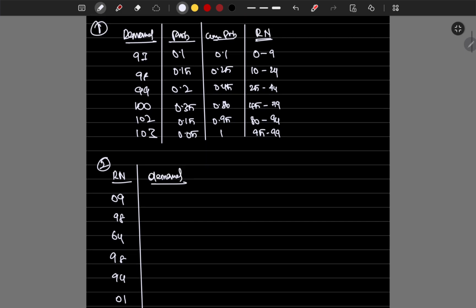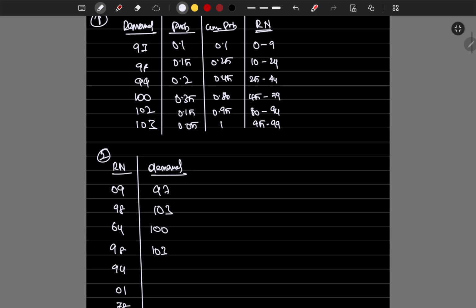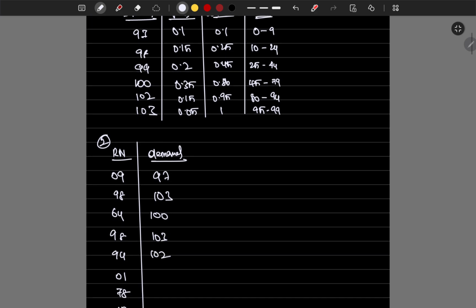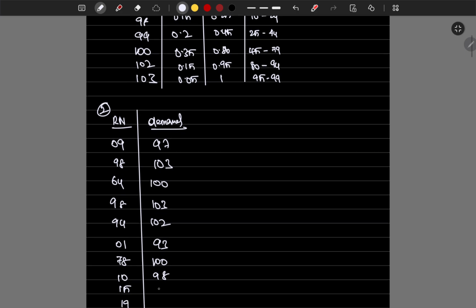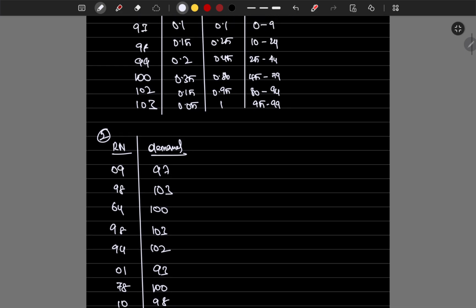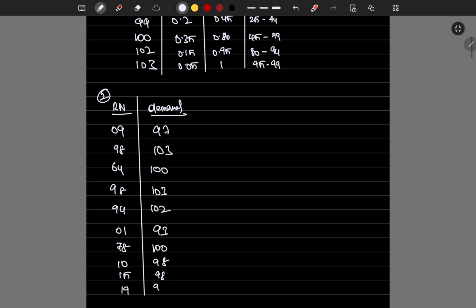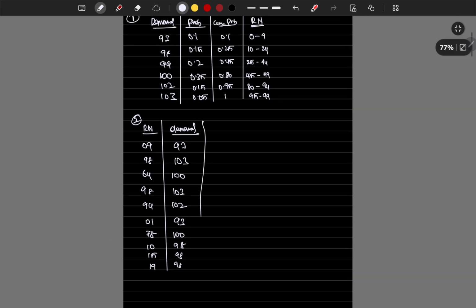09 comes in the range of demand 97, so we take 97 here. 98 comes into the range of 103, and then 64 gives 100, 98 gives 103, 94 gives 102, 01 gives 93, 78 gives 100, 10 gives 98, 15 gives 98, 19 also gives 98. So we have framed the demands here.